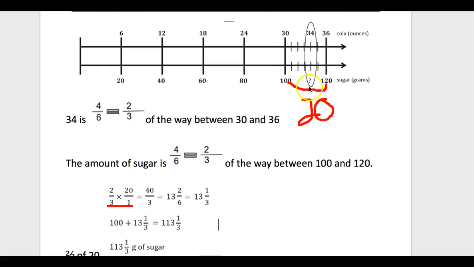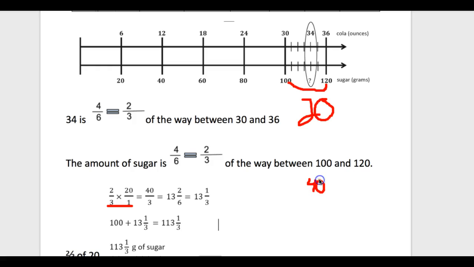If we want 2/3 of 20, we multiply it, because "of" means multiply. This is how we set up multiplication. A whole number, we put the 1 underneath. I think you remember this from last year. And then we just multiply straight across. 2 times 20 is 40. 3 times 1 is 3. Remember that our fraction bar also means divided by. So if we need to know how many wholes there are, we can do this.